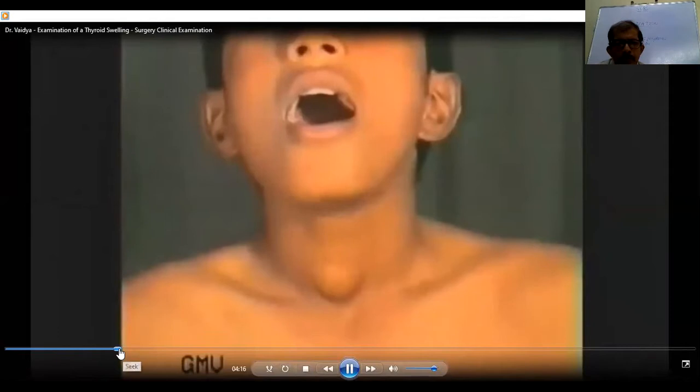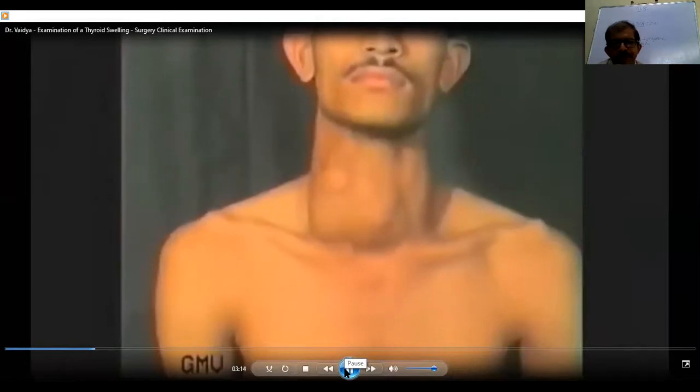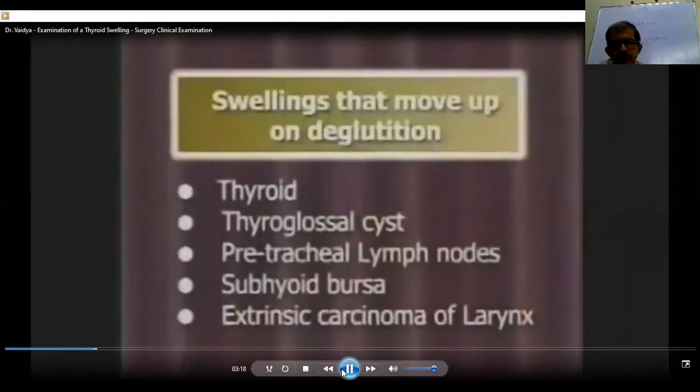This sign is diagnostic of a thyroglossal cyst. A swelling which is not attached to the pretracheal fascia, like this lipoma fixed to the thyroid cartilage, behaves differently. When the superior constrictors of the larynx pull the thyroid cartilage up during deglutition, the thyroid also moves up and down. Of course, we should not forget the other swellings.